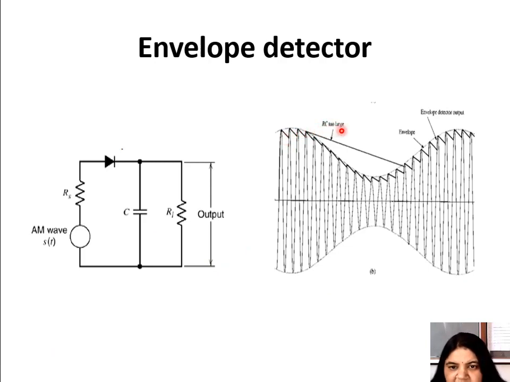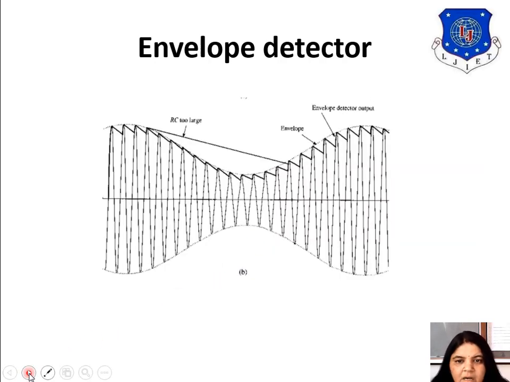So if the RC value is too large, we can see over here the envelope. So it will detect the envelope using this. So we can have the envelope detector output, that is this. So you can see that it is nothing but my modulating signal.